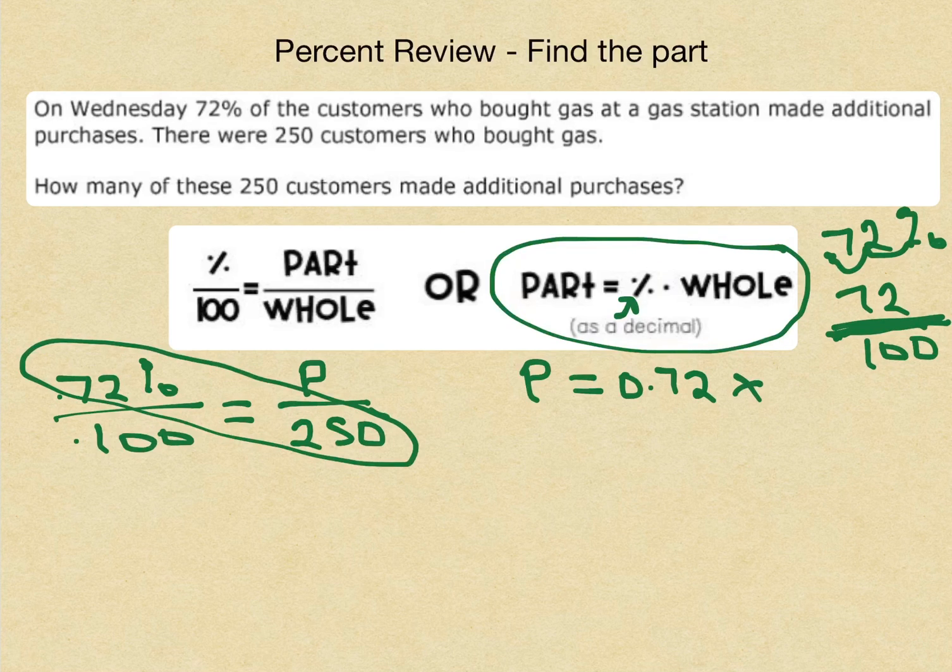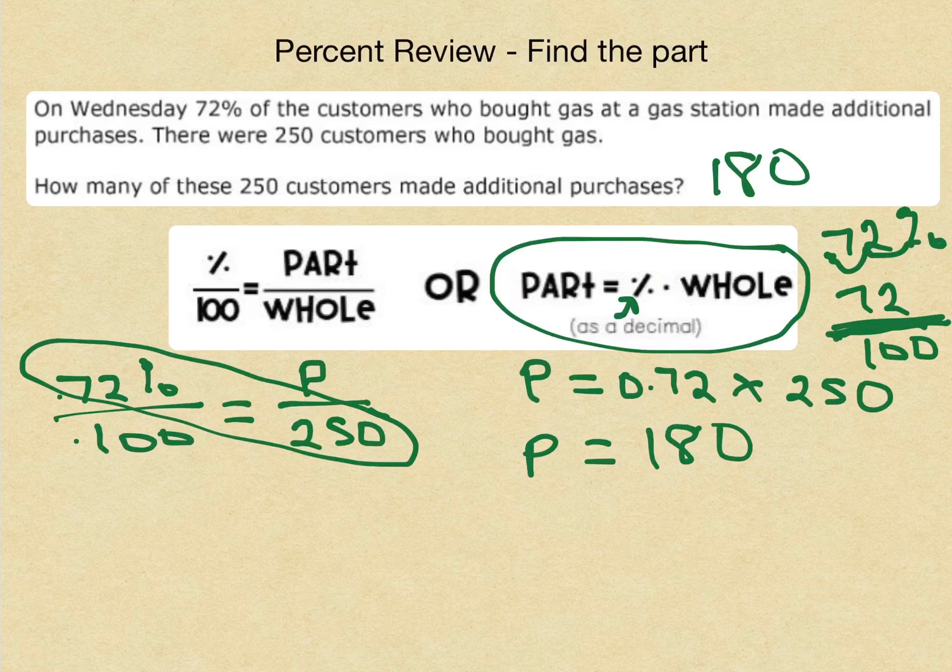So we take the decimal and we multiply it by the whole amount, which is 250. What do you get when you multiply 72 hundredths times 250? When you multiply these, you should get 180. So that means that 180 customers made additional purchases. And this number makes sense because if 100% is 250, our 72% needs to be less than 250, which it is, but we also know it's more than half. So it's closer to 250 than halfway, so it does make sense.